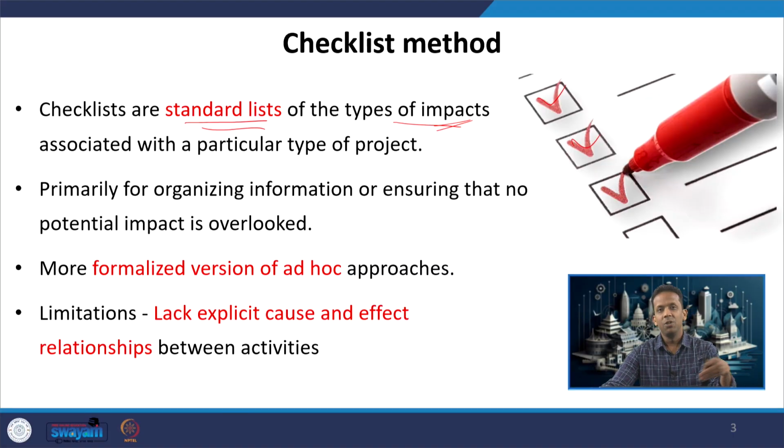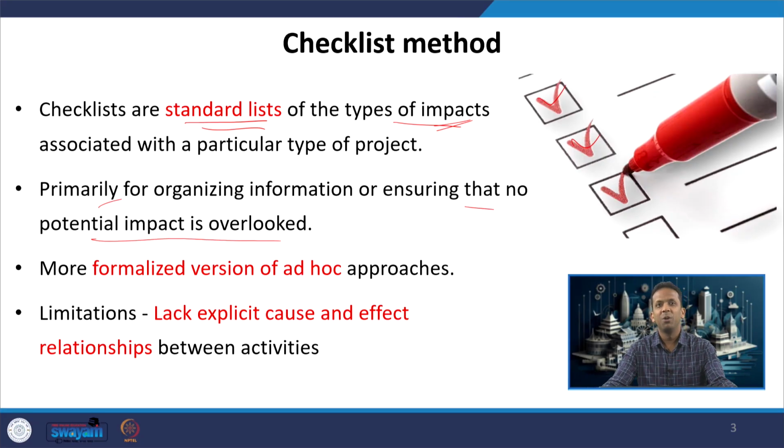Similarly, these are standard lists which can be for the types of impacts associated with the project. It can be for the list of activities involved in the project. It can also be a list of experts involved in undertaking EIA of that project. It can be any list. Primarily, it is used for organizing information or ensuring that no potential impact is overlooked.